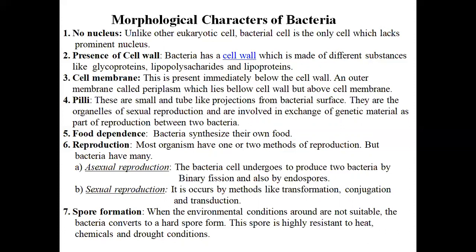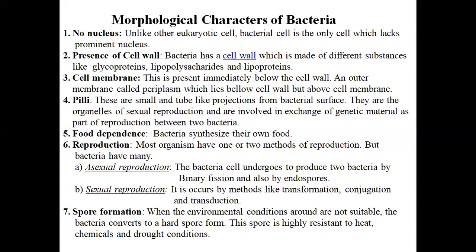Second is sexual reproduction. It occurs by methods like transformation, conjugation, and transduction. These are three methods. We are going to see the detailed reproduction of bacteria in the next lecture, where I will explain this in detail by showing images, photos, and videos. So these are the sexual reproduction methods: transformation, conjugation, and transduction.